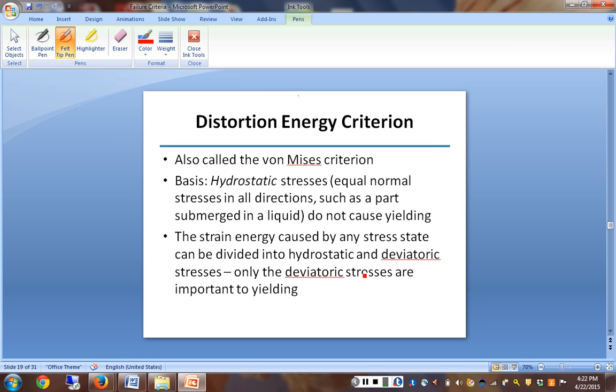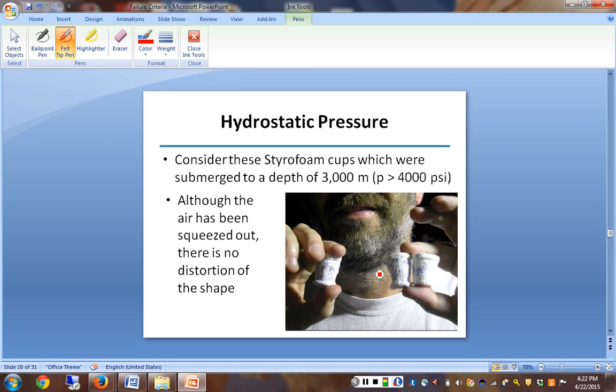All right, so that's sort of the explanation part. This is just kind of a fun piece of trivia. Hydrostatic pressure. Those are normal styrofoam coffee cups that have simply been exposed to hydrostatic pressure, to 4,000 psi, and now they're itty-bitty little coffee cups. No deviatoric stress, they're still the same shape as they were. So the deviatoric part of it is the part that causes the material to shift and ultimately fail. So that's just random, kind of fun.